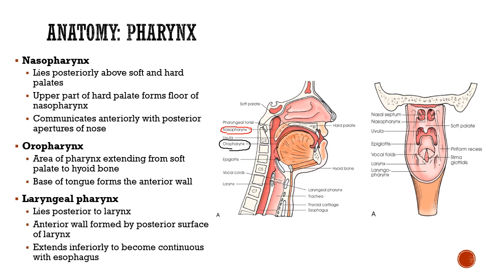And then there's the laryngeal pharynx, which is the last part. It lies posterior to the larynx, and its anterior wall is formed by the posterior surface of the larynx. It extends inferiorly to become continuous with the esophagus.